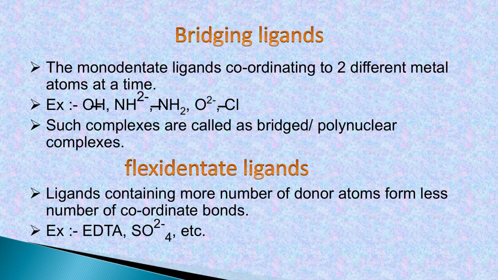Flexidentate means flexible: the ligands capable of making more number of bonds, but it is not necessary. Suppose EDTA, you know it is a hexadentate ligand. It has 6 donor atoms. It can make a maximum of 6 coordinate bonds at a time. If needed it will use all 6, but if we do not need 6 and only need 2, will it refuse? It will not. It says, fine, I have 6 donor atoms, you need 2, take 2.